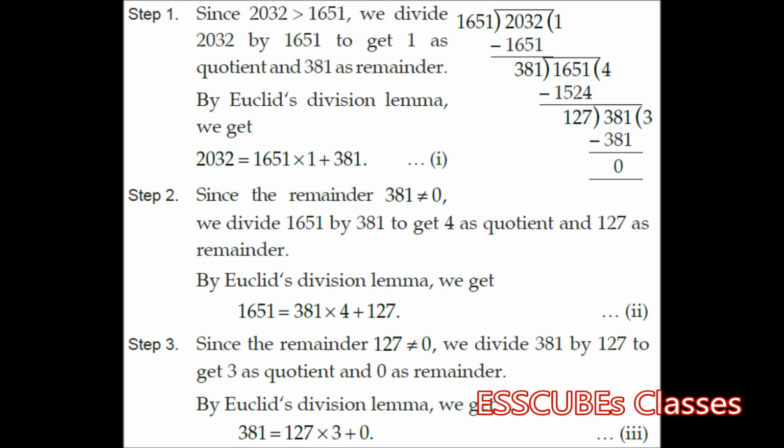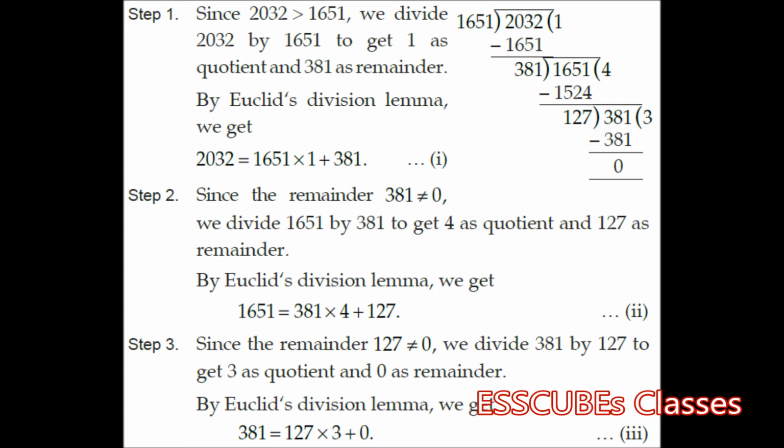What do I do? I find that 1651, if it is multiplied with 1, we are left with 381 as the remainder. We go on doing the process. We find that 2032 can be represented as 1651 into 1 plus 381. Again, 381 being not equal to 0, we repeat it. We find 381 into 4 plus 127, which was the remainder, is equivalent to my 1651, what I started off with. Since again the remainder is 127, I cannot stop over here. I again need to carry another step.